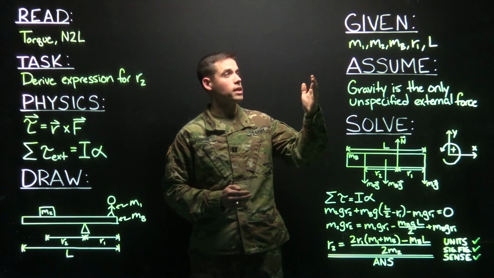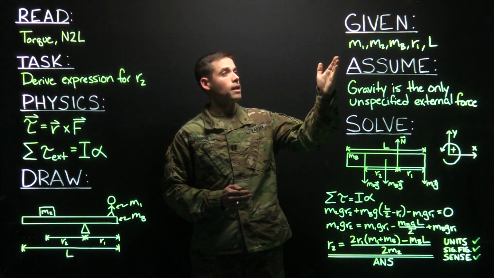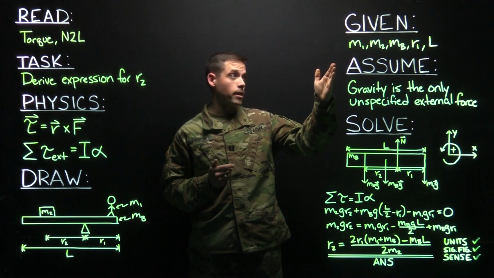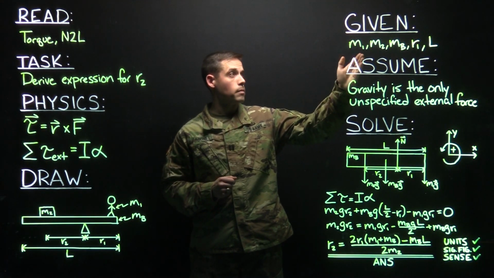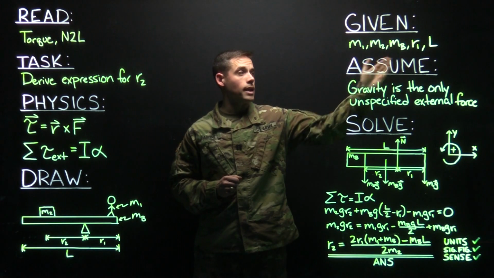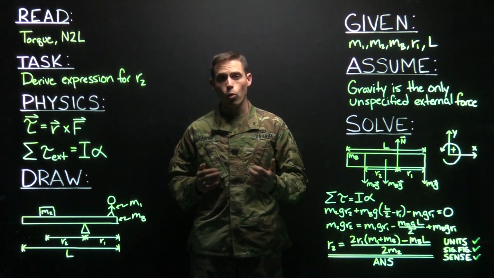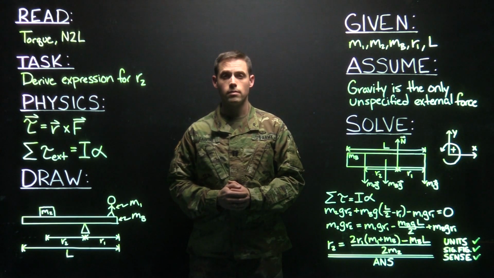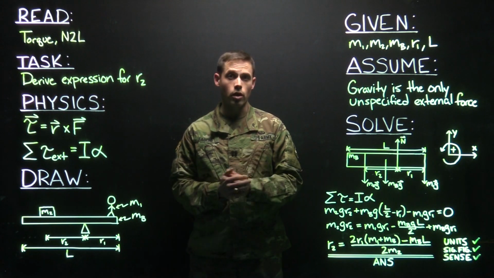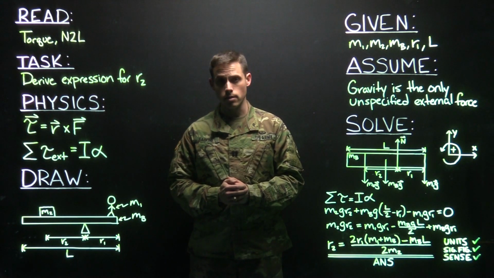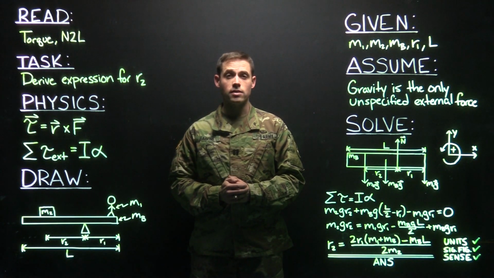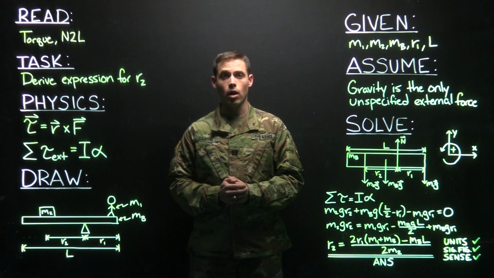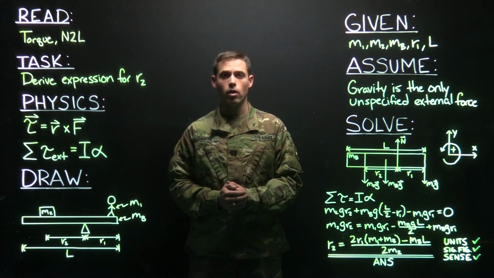In the problem statement, we're creating an expression that identifies R2 in terms of given variables. Those given variables being M1, M2, MB, R1, and L. Before we can proceed with a solution, we'll need to make some assumptions. Because we're not explicitly given any information in the problem statement on any external forces acting on the board, countermass, cadet system, we need to assume that gravity is the only external force acting on the system that is not specifically identified in the problem statement. Now we're ready to solve the problem.